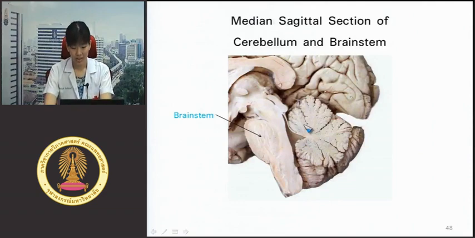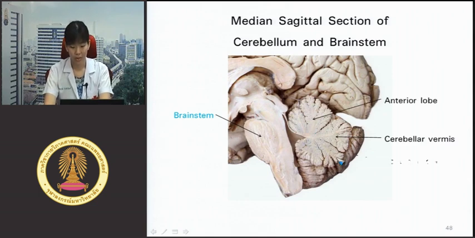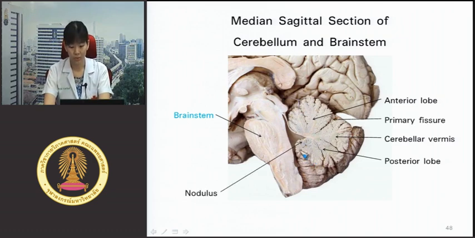Median sagittal section through the brainstem and cerebellum shows the cerebellar vermis, which is divided into anterior lobe and posterior lobe by the primary fissure. The nodulus is a part of the flocculonodular lobe. The space between the cerebellum and brainstem is called fourth ventricle.